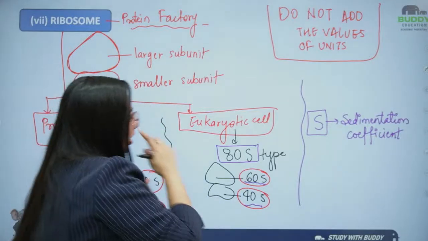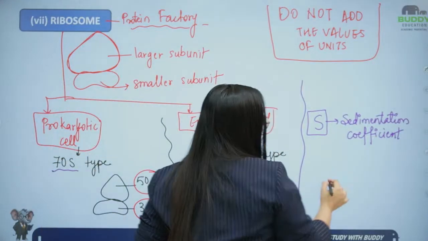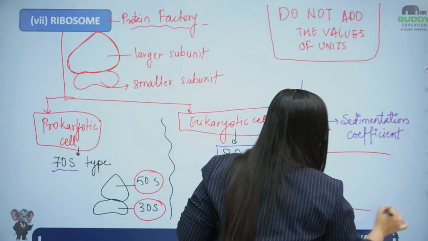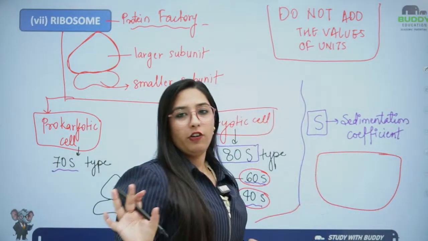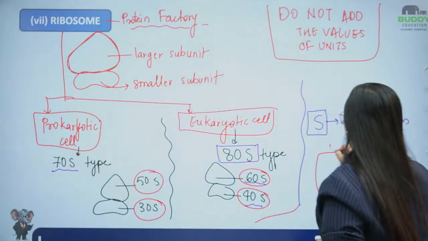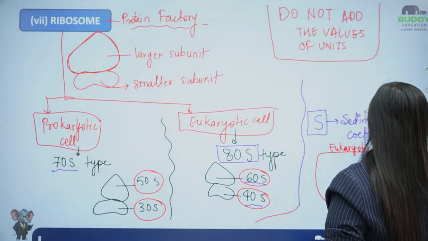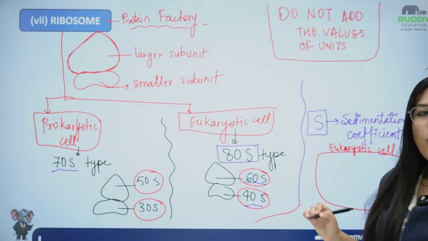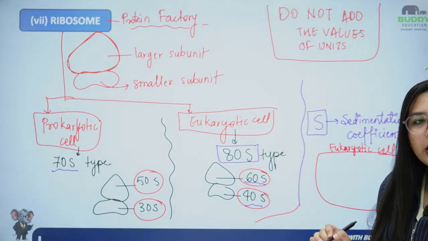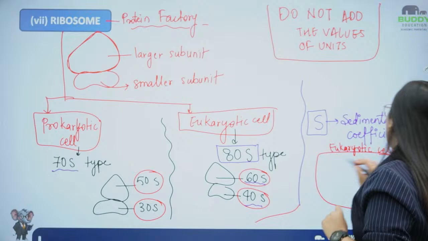Let's learn it this way. Suppose this is my eukaryotic cell. Let's write it down: eukaryotic cell. This is just for your information so that you don't get confused in between.